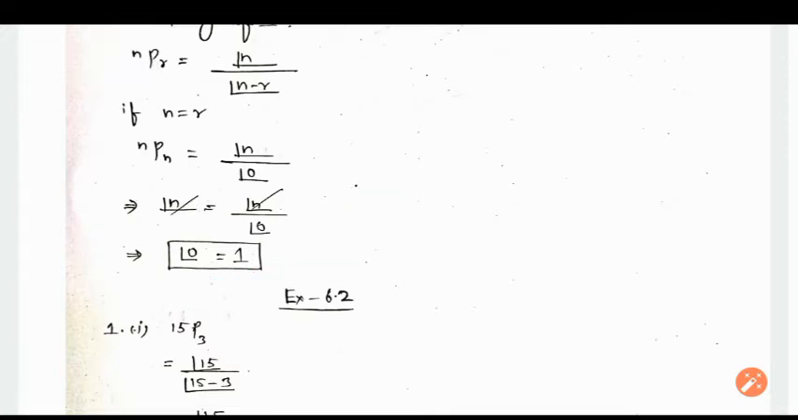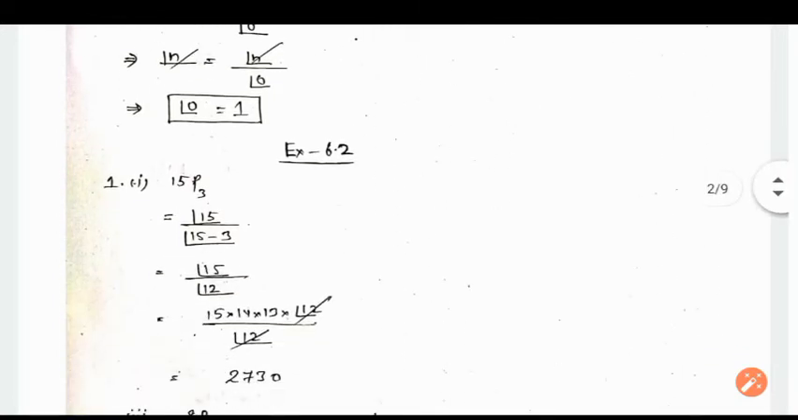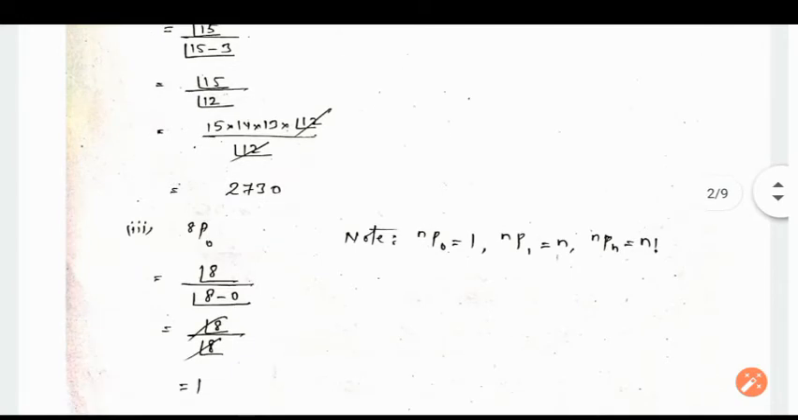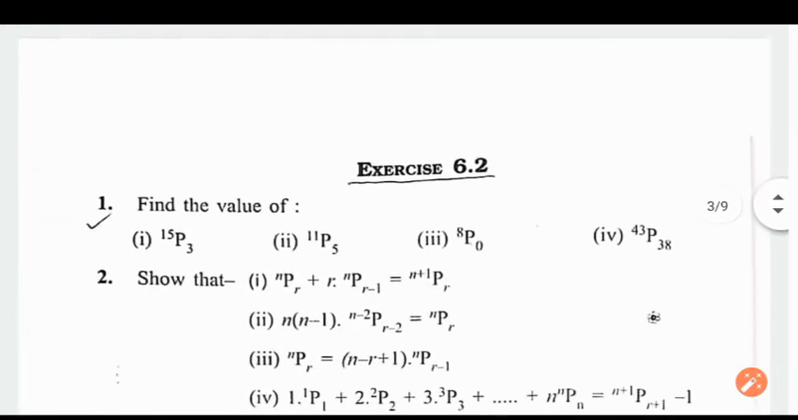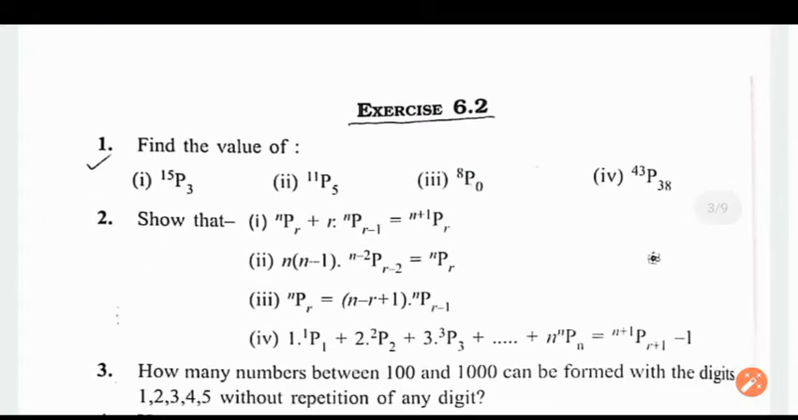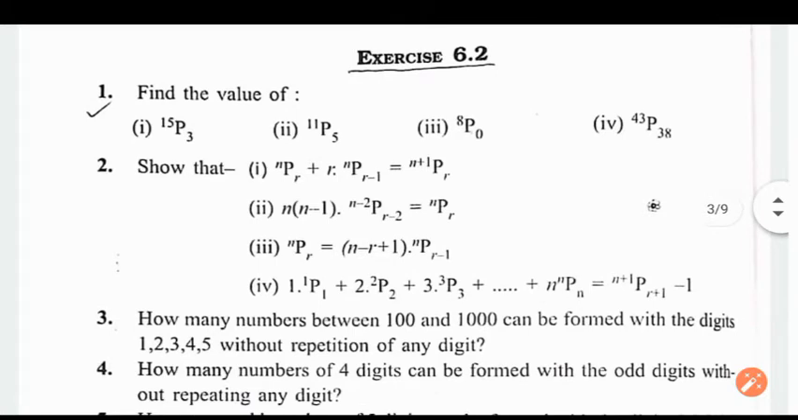Now based on the topic and the formula which I have provided to you right now, let's do one exercise. So let me show you the exercise first, then we will solve the questions of that exercise. So here we have exercise 6.2. Exercise 6.1 has already been solved. So this is the next video on permutation and combination, or you can say part 2.